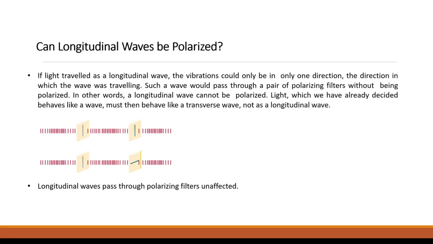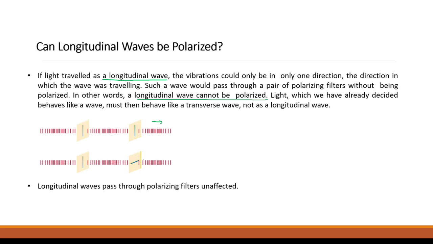So what about the other type of wave we looked at? Longitudinal waves, can they be polarized? If light traveled as a longitudinal wave, the vibrations could only be in one direction, the direction in which the wave was traveling. Such a wave would pass through a pair of polarizing filters without being polarized. So in other words, longitudinal waves can't be polarized because of the way they act. However, light, which we have already decided behaves like a wave, must then behave like a transverse wave, not as a longitudinal wave.